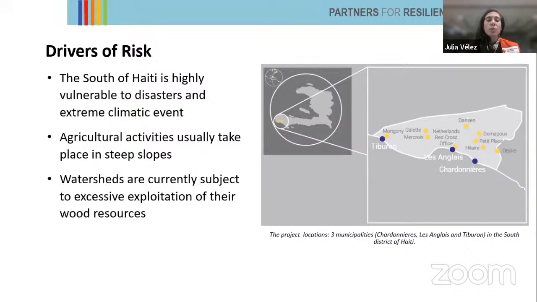This is related to charcoal production, which is a really beneficial income generation activity. And this region produces 41% of the charcoal that is consumed nationally in Haiti. So even though farmers are really clear that this has a negative impact for them in the long term, the poor rural households see themselves forced to use this quick revenue generating strategy.